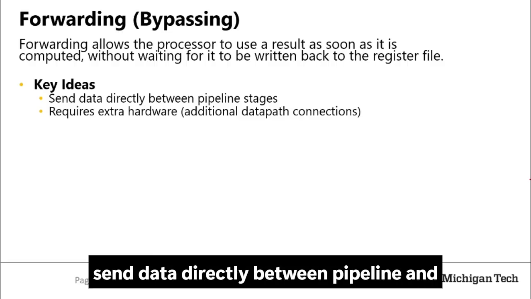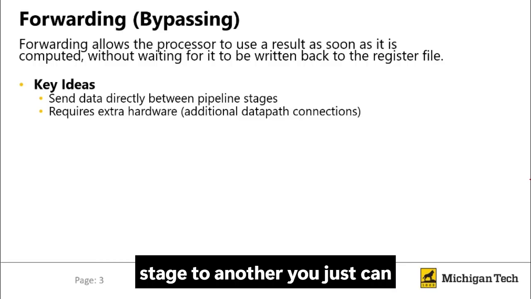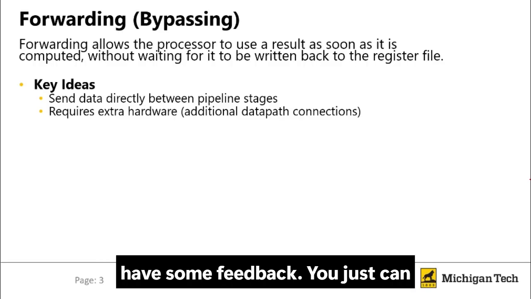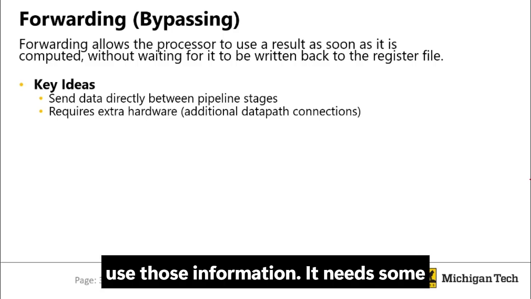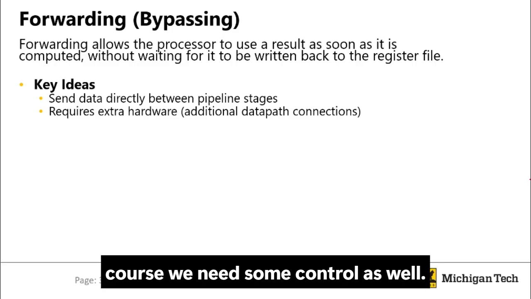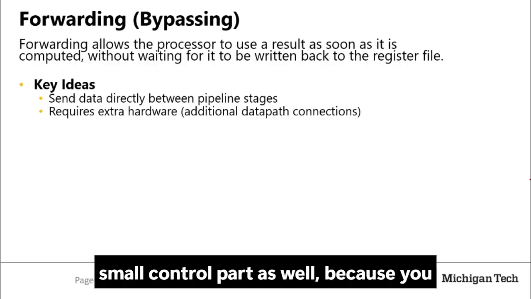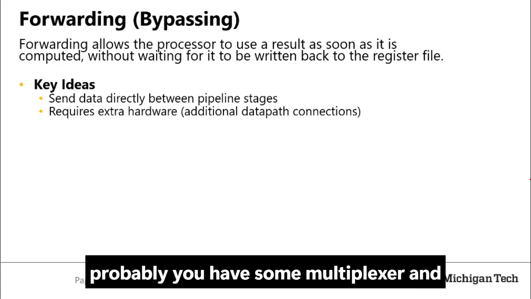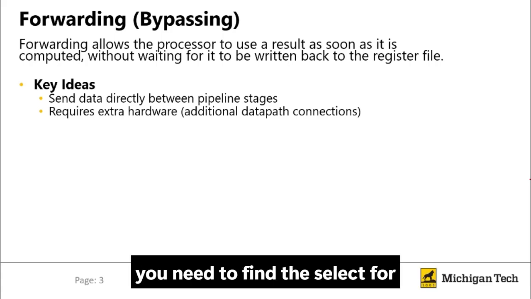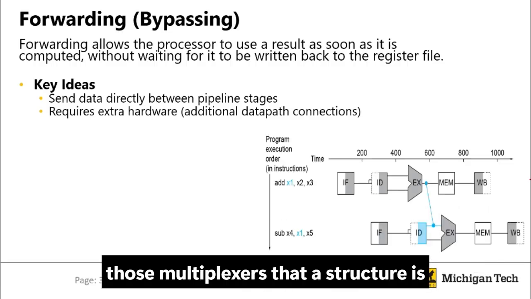Sending data directly between pipeline stages is called forwarding. From one stage to another, you can have some feedback and use that information. It needs some extra hardware and some control. Fixing these hazards needs one small control part as well, because you have some multiplexers and you need to find the select signals for those multiplexers. The structure is like that.